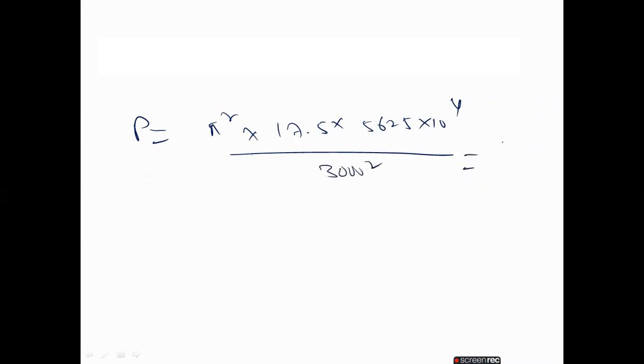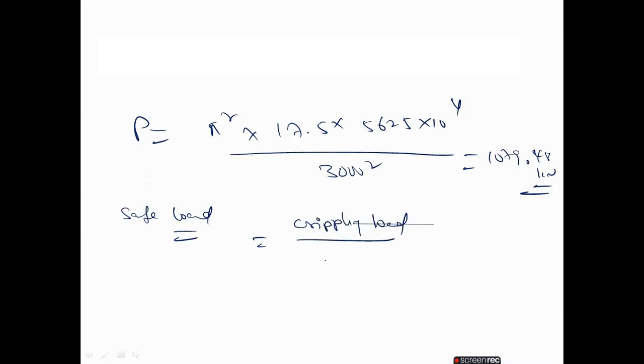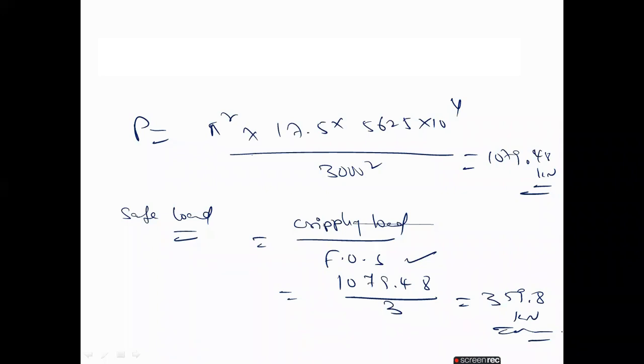Okay, so finally the answer we will get is 1079.48 kilonewton. So this is the condition we have to take. And one more important thing, we have to calculate the safe load. The safe load formula is crippling load by factor of safety. The load we got is 1079.48. The factor of safety is 3. Finally, we got 359.8 kilonewton. So this is the calculation we are doing here.